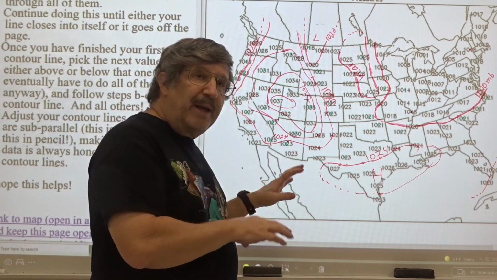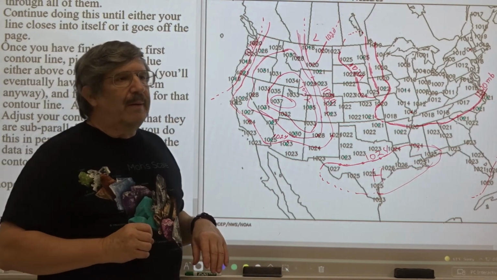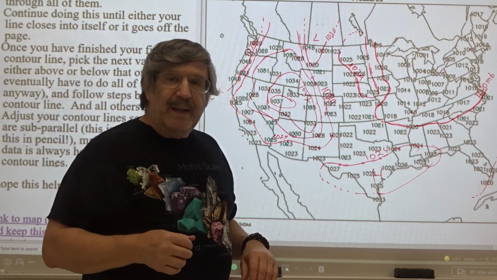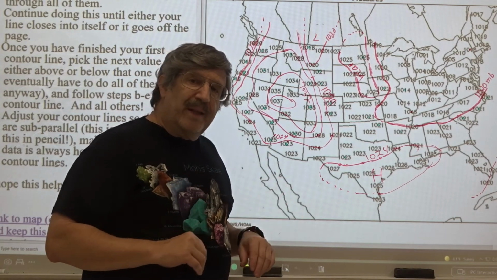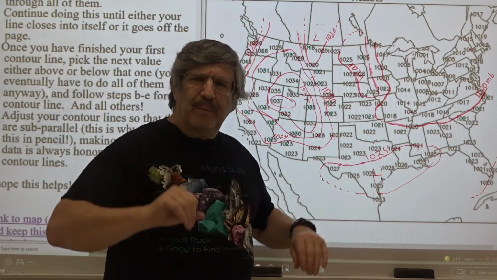I'm going to put together a similar video to this for maps of topographic elevation, and the only real difference there is that there are some interesting things that happen when rivers cut through contour lines. But you won't have to worry about that.